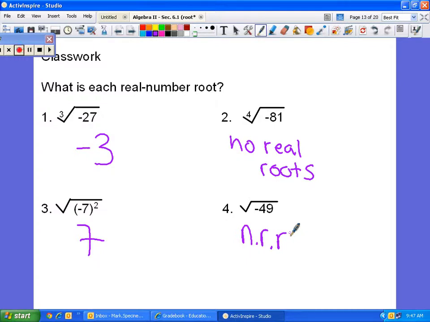Okay, does anybody have any questions? How'd you get number 1? I plugged it into my calculator. Actually, I just happen to know the cube root of 27 is 3, and that the cube root of negative 3 times negative 3 times negative 3 gives me negative 27. That's awesome. My suggestion is just use your calculator.